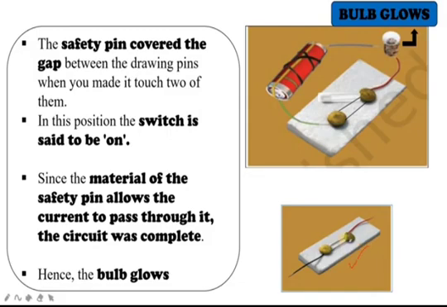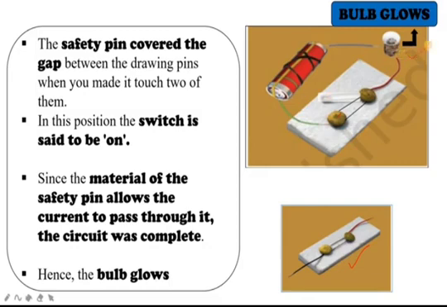So that time the bulb will not glow if you do like this. But the bulb will glow if the safety pin is closed. Here the role of the safety pin is a switch. The safety pin is acting as a switch that allows electric current to pass to the next terminal.